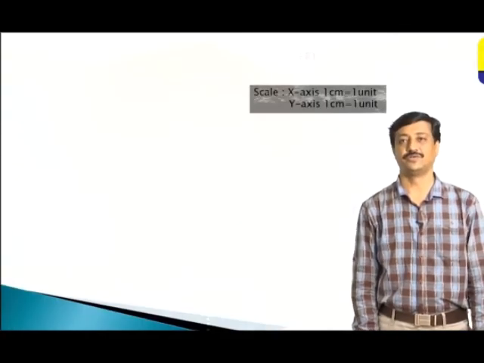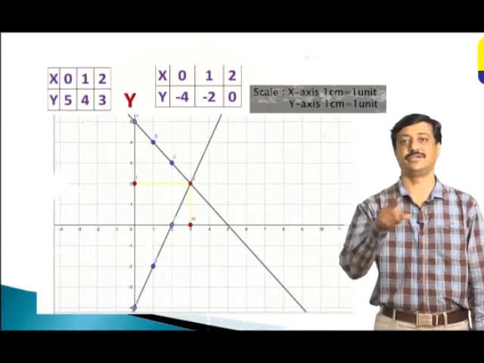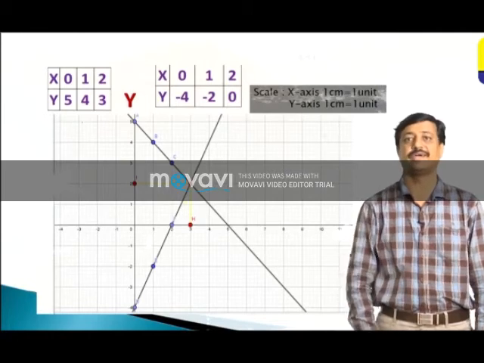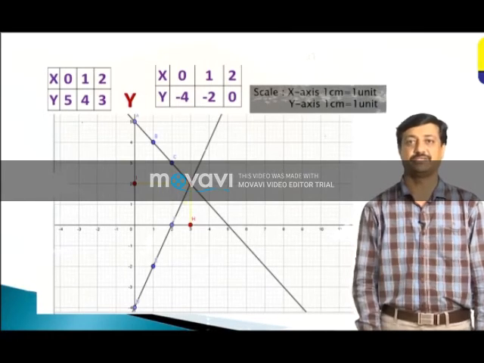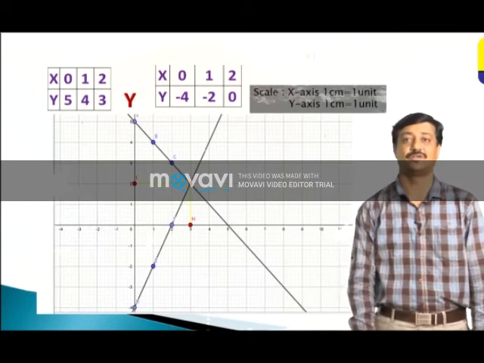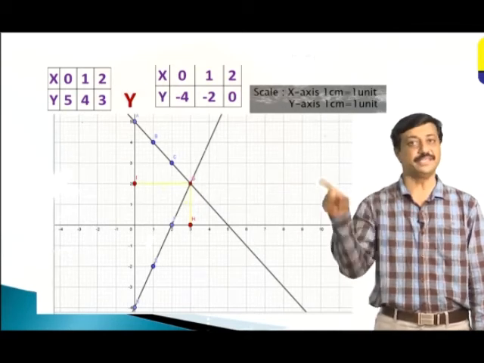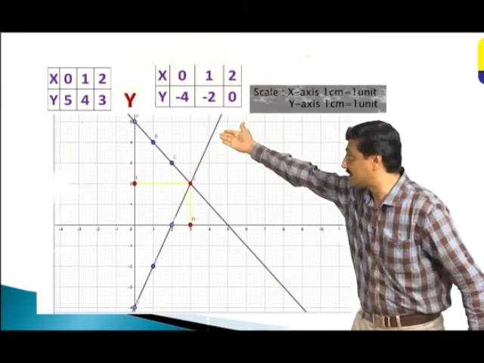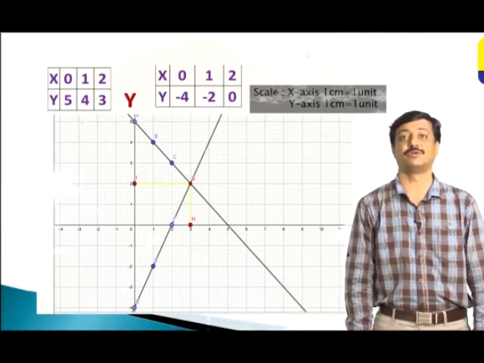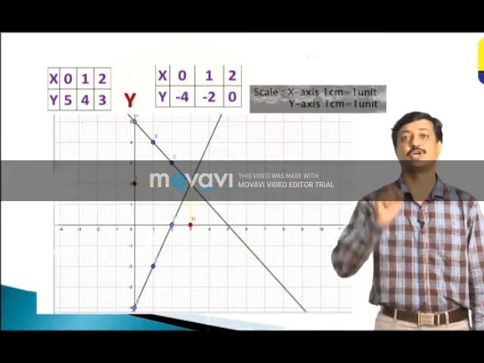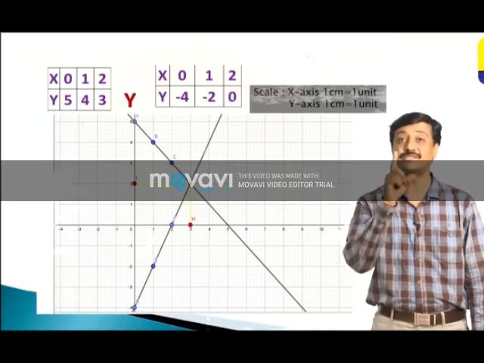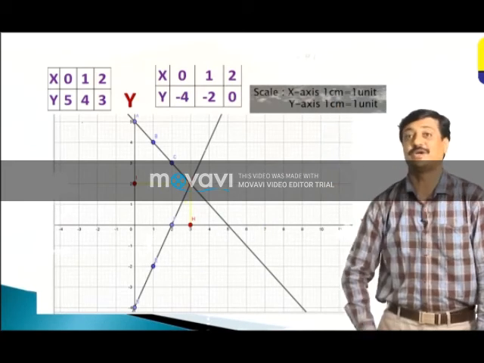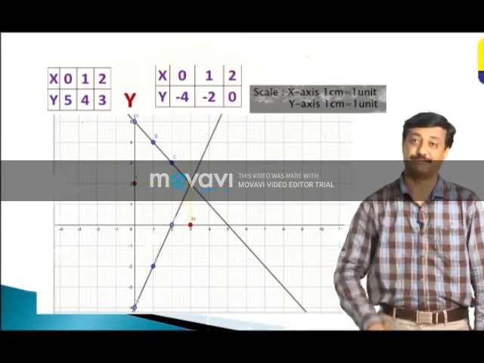Now you have to take a graph sheet and draw a horizontal line called the x-axis and a vertical line called the y-axis. The point of intersection of these 2 axes is called the origin. After drawing these 2 axes, we have to locate the points from the first table. The first point is 0, 5. We have to locate 0, 5. Before that, you must write the scale. Scale is very, very important from the examination point of view. Otherwise, you will lose half marks.